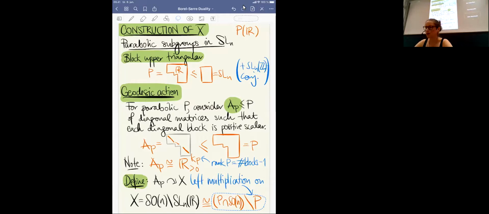And that's really the technical stuff going on, that we need to identify these actions in a way that we can compare them. I won't get into that, but there's a nice compatibility between these geodesic actions according to inclusions of parabolic subgroups. So if we have inclusions of parabolic subgroups, then these actions are in some sense compatible.